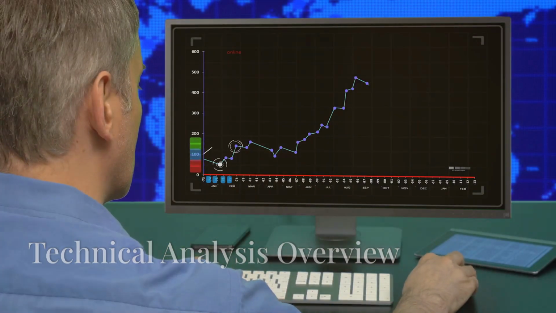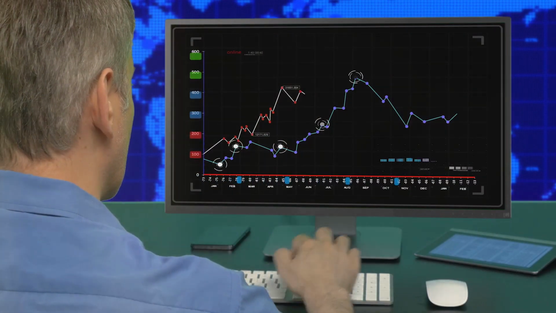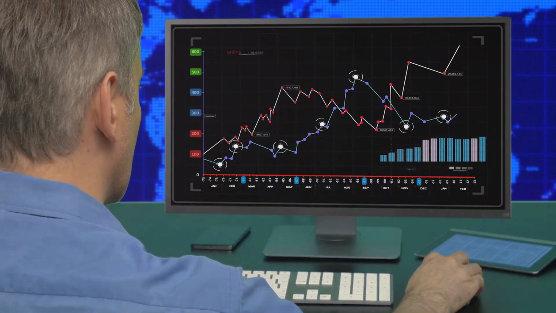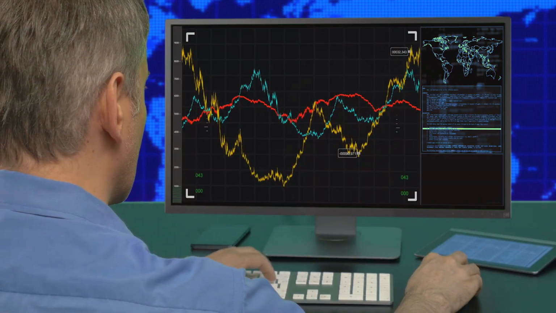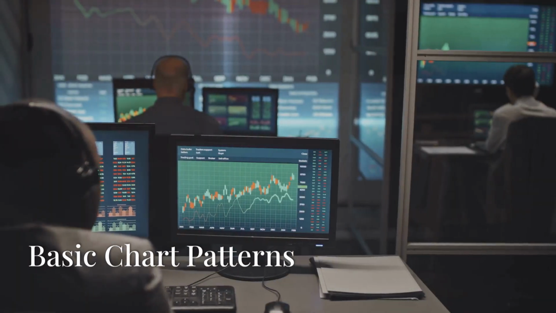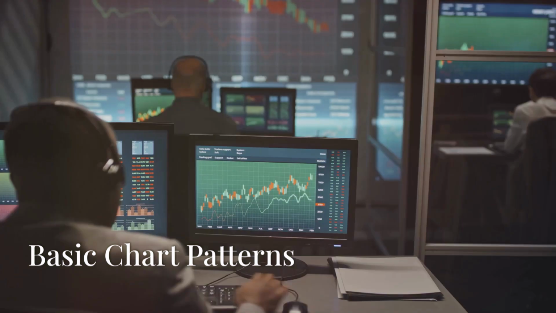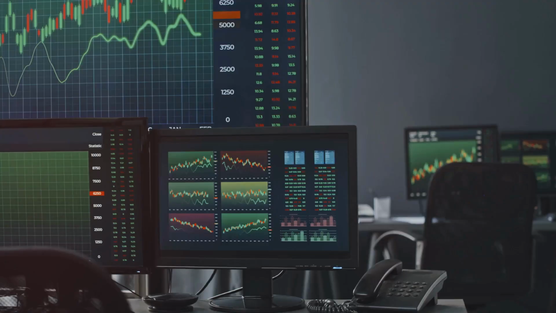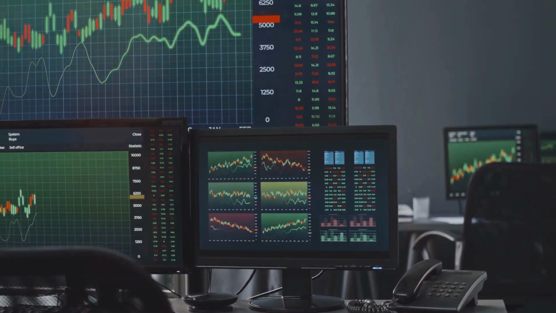Now let's move on to technical analysis. This approach involves analyzing price movements and trading volumes to predict future stock behavior. It's particularly useful for short-term trading. Technical analysts use charts to identify patterns that can indicate future price movements. Here are a few basic patterns to get you started.